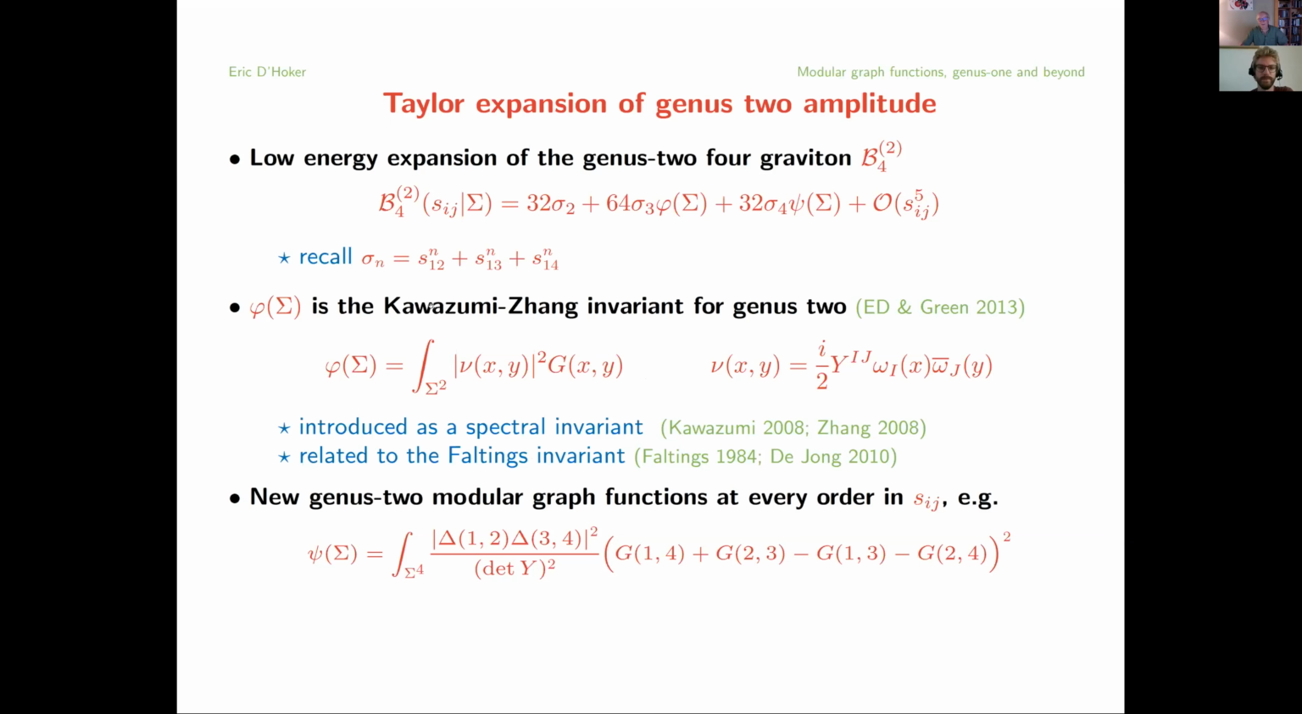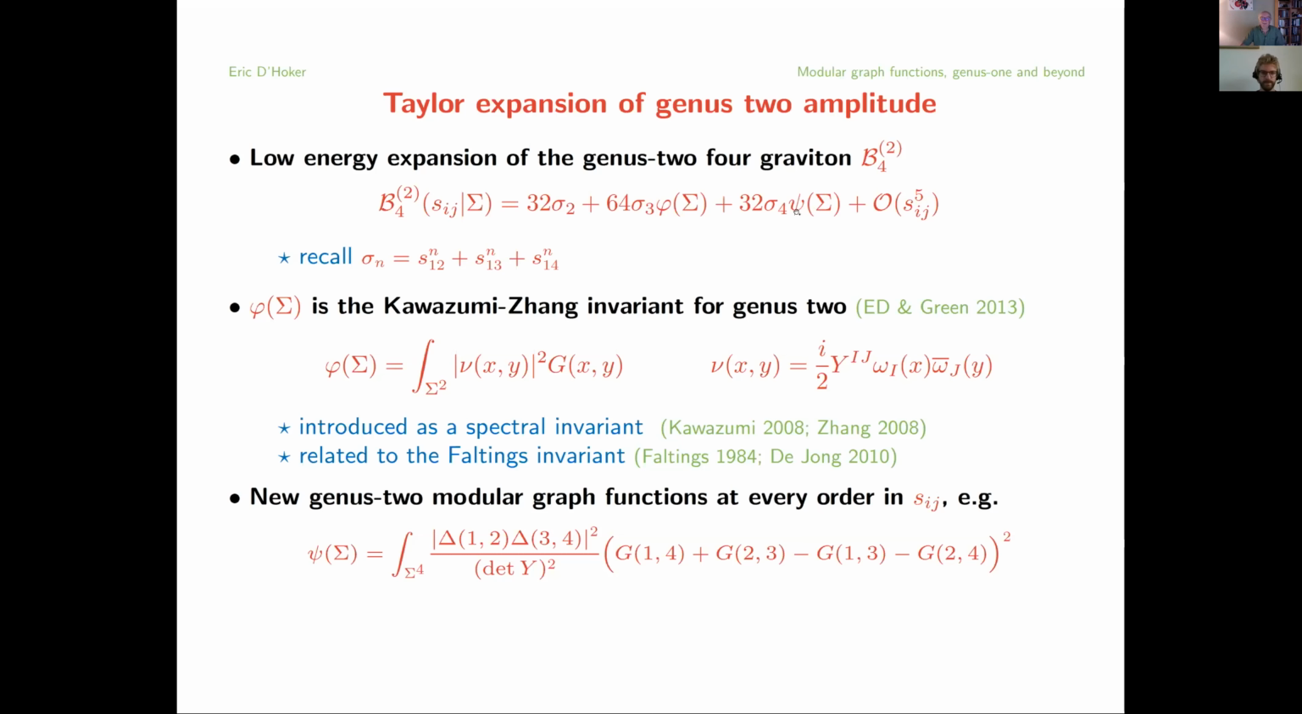And in fact, this invariant is also related for any genus, not just genus 2, to the Faltings invariant, which was used by Faltings in his proof of the Mordell conjecture. And this equivalence was established by de Jong. So in fact, this object, multiplying the cubic in the S's, is in fact a well-known quantity. Well, well-known to some of us, I guess.